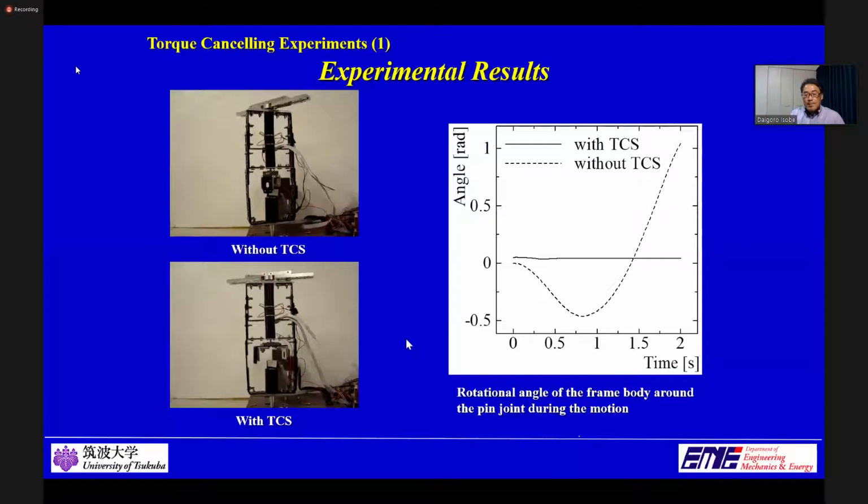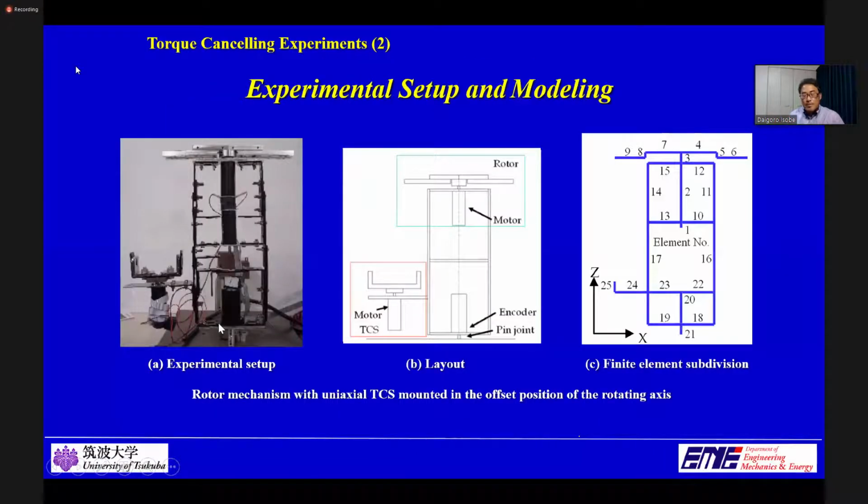Next, an experiment was carried out on a different configuration of the frame body as shown in these figures. The only difference between this case and the previous one is that a TCS is mounted in the offset position of the rotating axis. We try to see if such a condition affects the torque cancelling result.